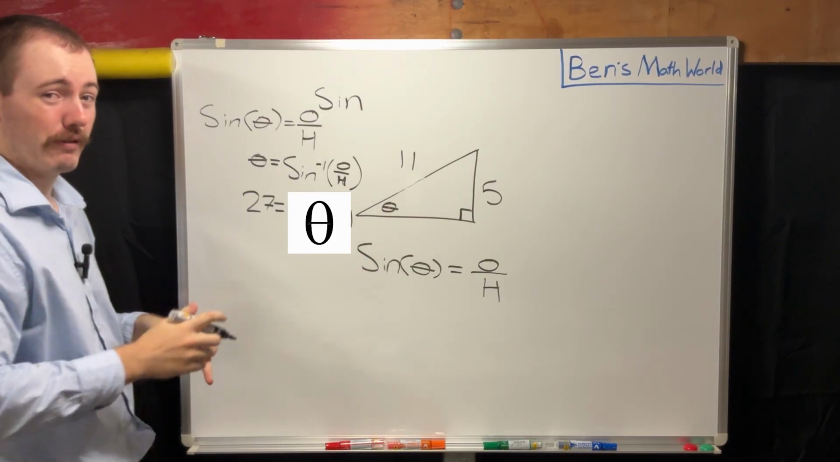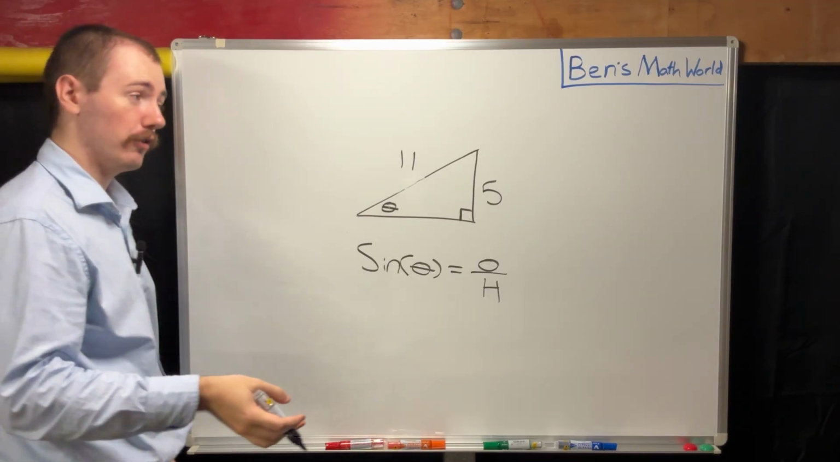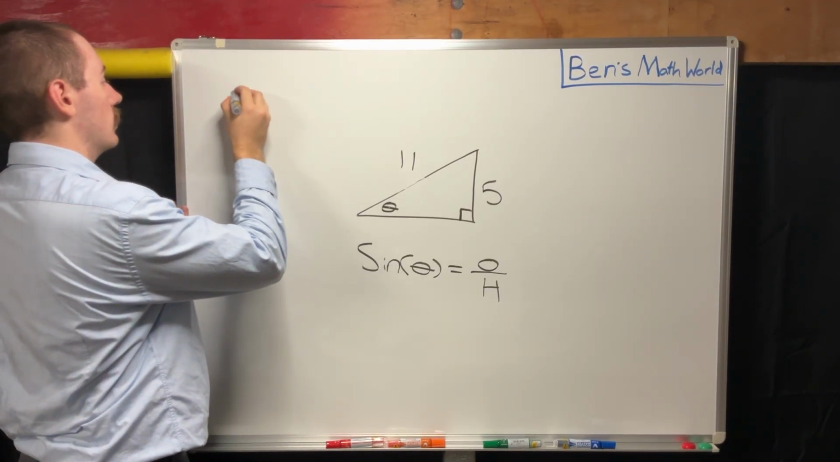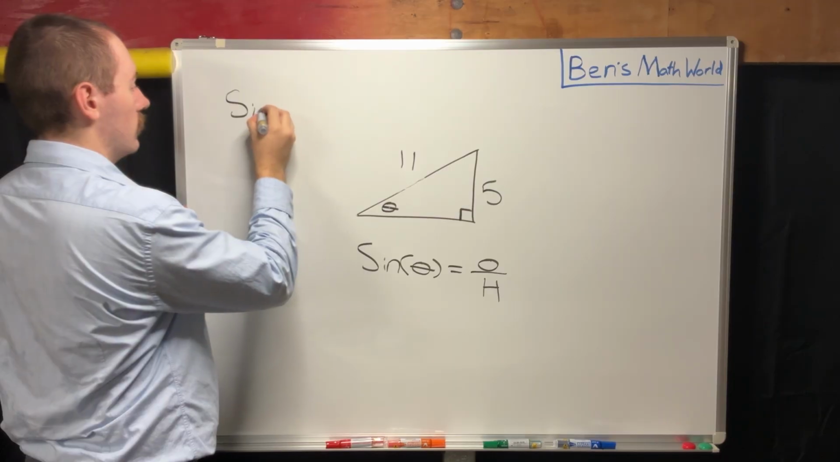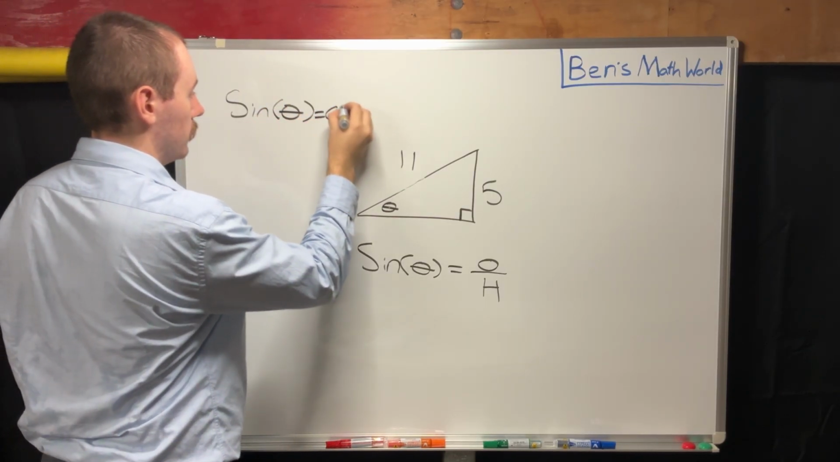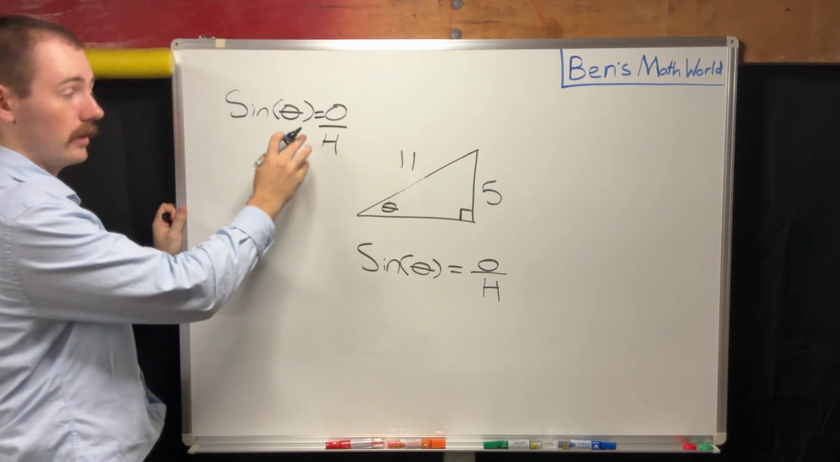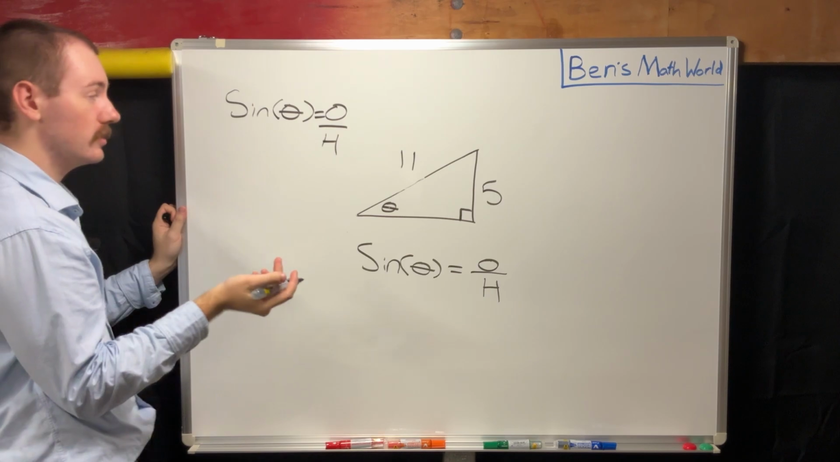Now we're going to take a look at how we find the hypotenuse, which is a little bit easier. So first we're going to start with our formula, as we always do. Sine theta equals opposite over hypotenuse, right?